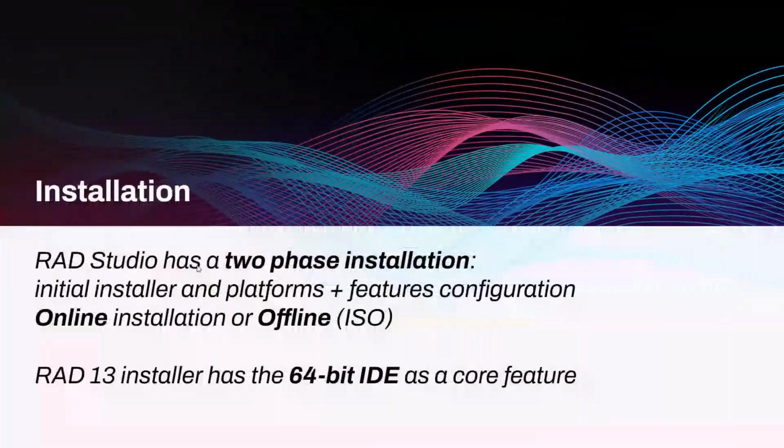The installation, as you probably know, has two phases. We have a first installation where we install the very basic details, or files, we need. And then the second part of the installation is the platforms you want to use, the languages you want to use, etc. This is the same regardless of whether you download the online installation, which pulls all the data or files from the internet, or offline if you use an ISO.